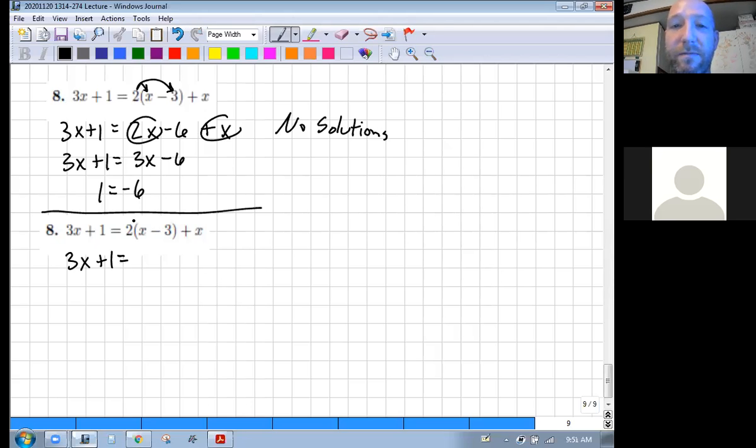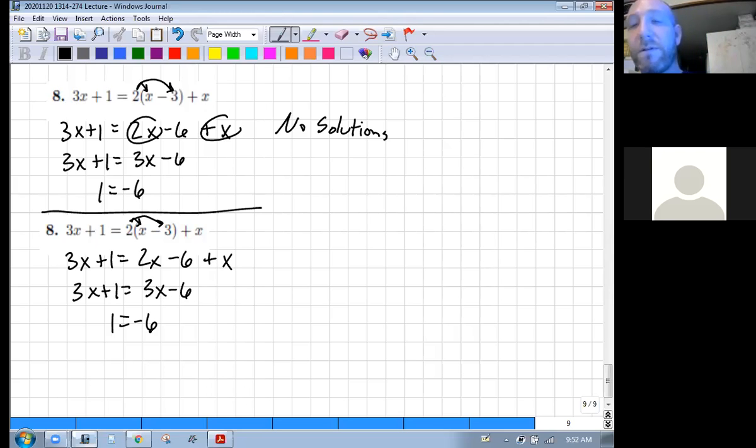Let's see, 2 times x is a 2x, and I got a minus 6 and then a plus an x. 3x plus 1, 2x plus x is a 3x. Yeah, subtracting 3x from both sides. So yeah, no solutions to this one.